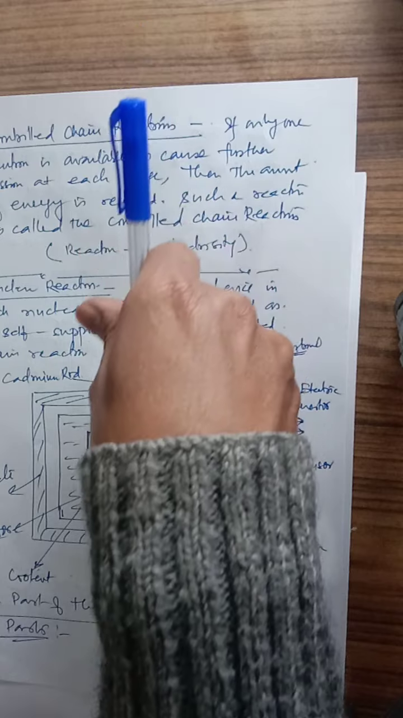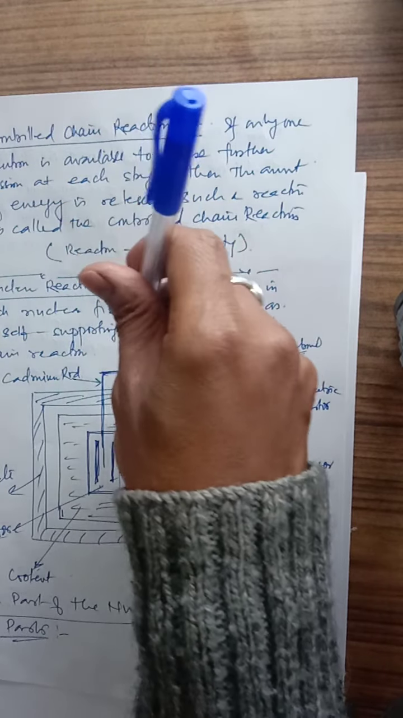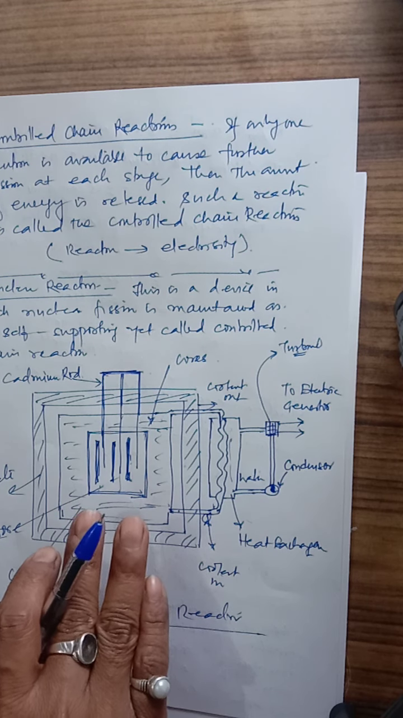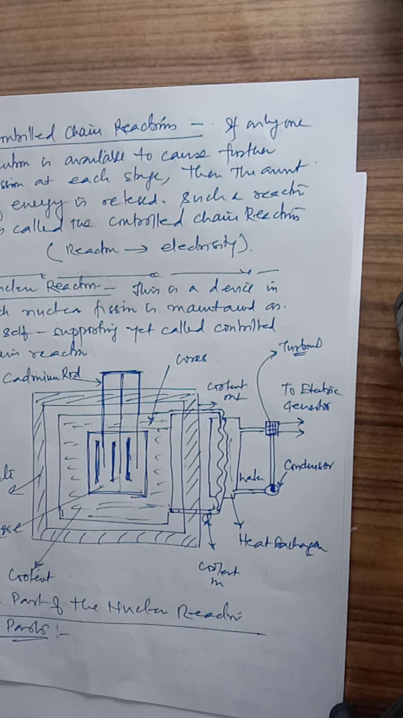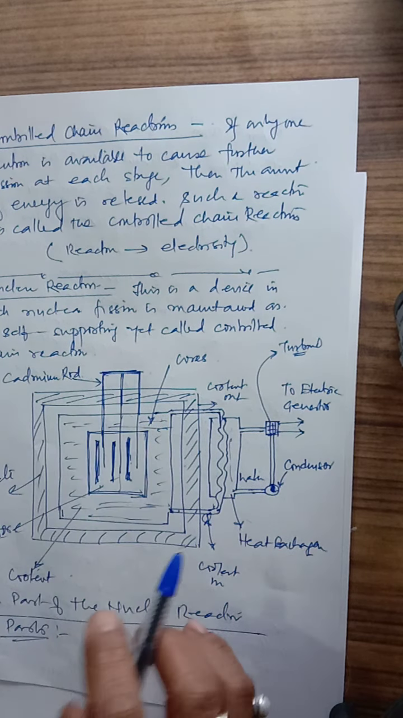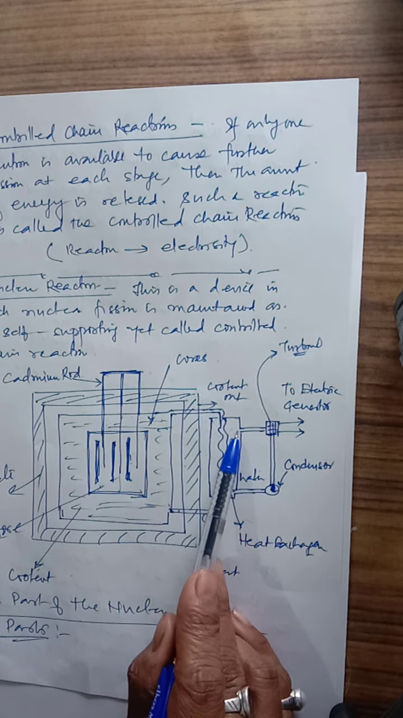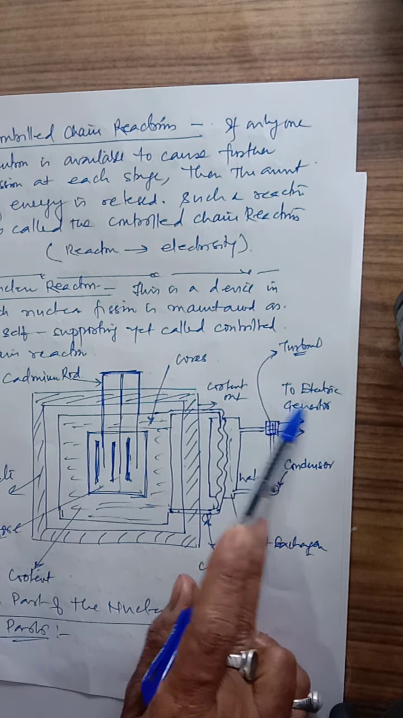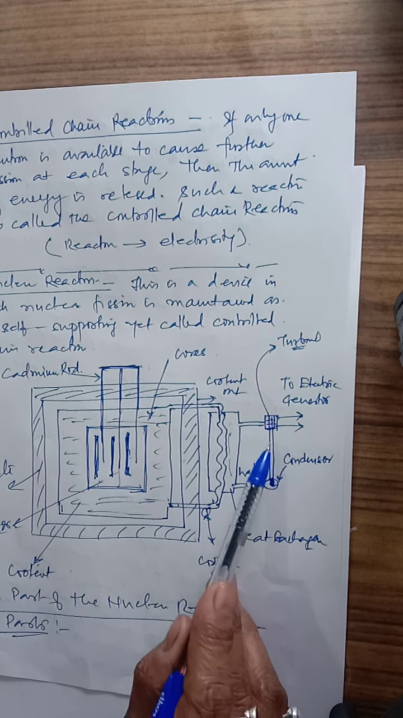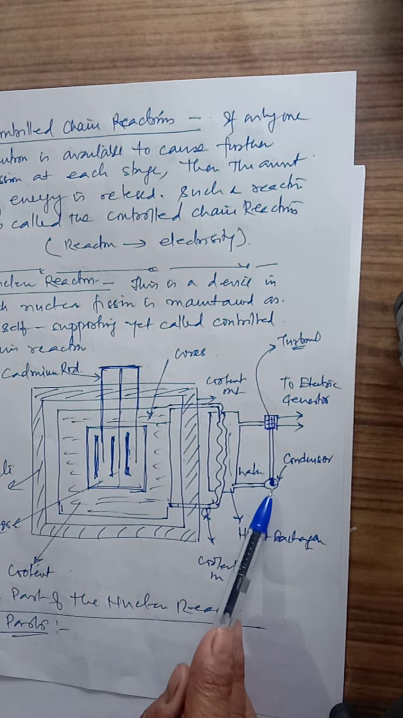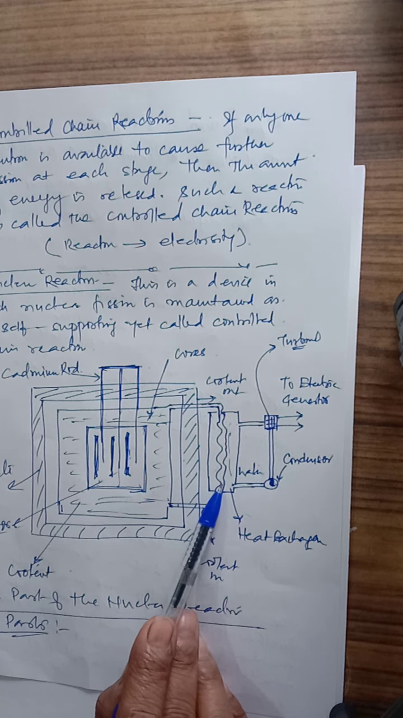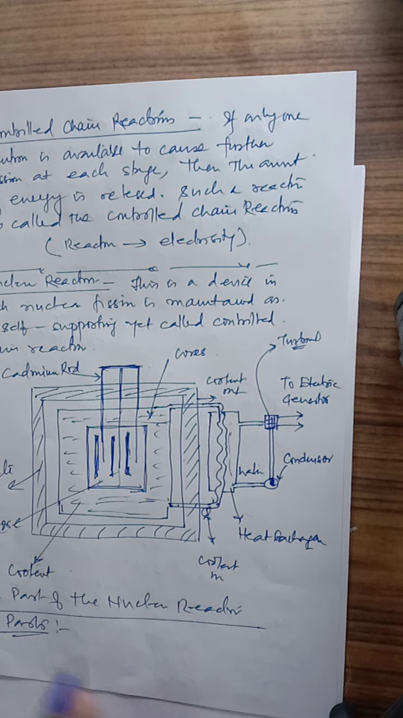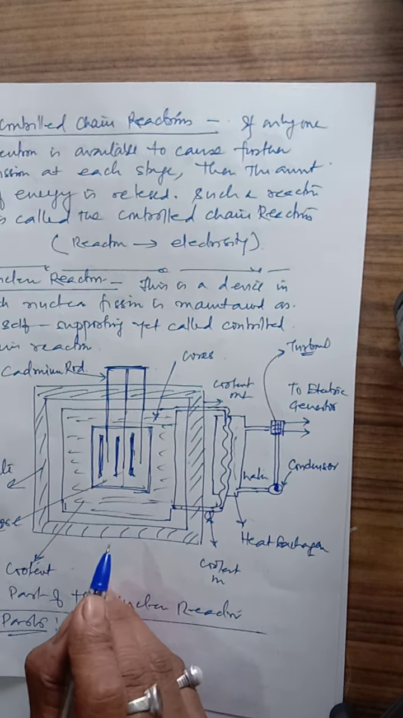When the temperature or the rate of reaction is very high, the cadmium rod will go down, and then the reaction will reduce or stop. Whatever kind of working you want, you can control with this. The heat which we get from here will go to the turbine. From the turbine, it is used for the generation of electricity, and then the remaining heat is condensed and becomes water, and then again it goes into these chambers to cool down the heat coming from here. So this is the continuous process of the nuclear reactor.